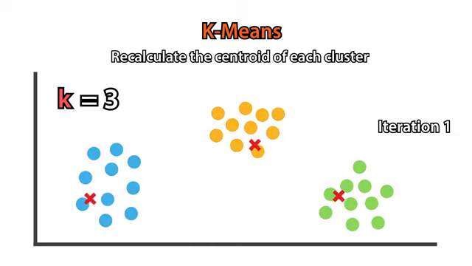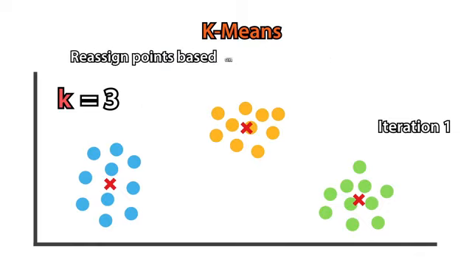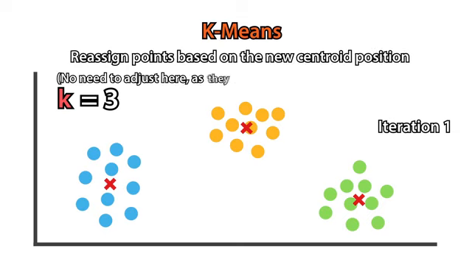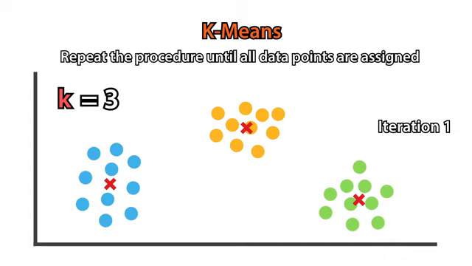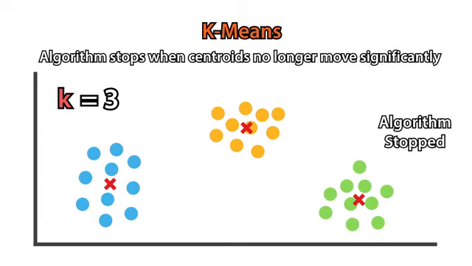Recalculate the centroid of each cluster by averaging the data points in the cluster. Reassign points to the nearest centroid based on the updated positions. Recalculate the centroids again. Repeat the procedure until all data points are assigned. The algorithm stops when the centroids no longer move significantly or the cluster assignments no longer change.